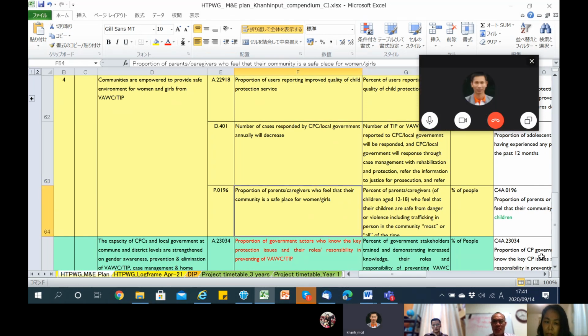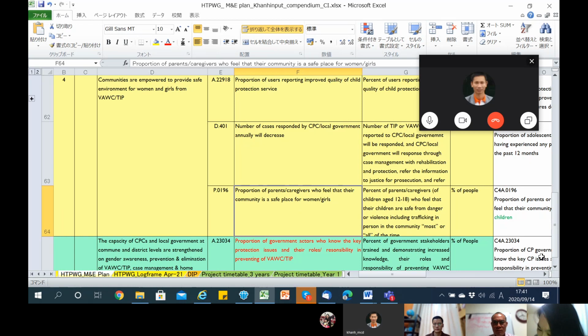Also we should define the case responded by CPC. Here we have, for example, 7 communes. So when writing the report, we should have the average number for all 7 CPC communes. If not, we cannot have the number to report for the project.